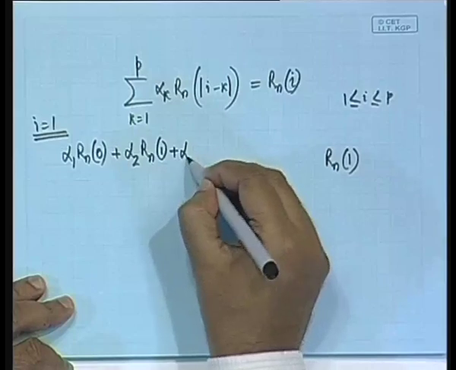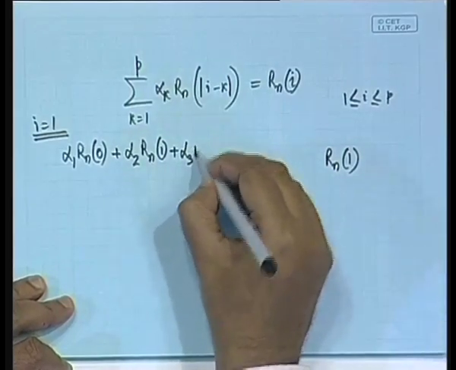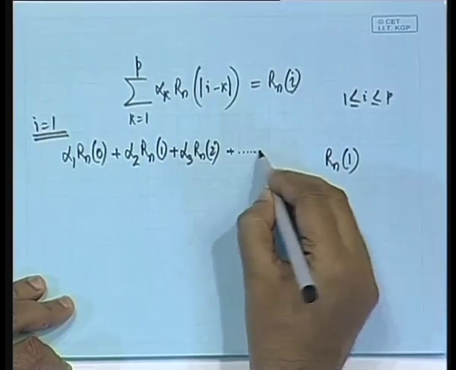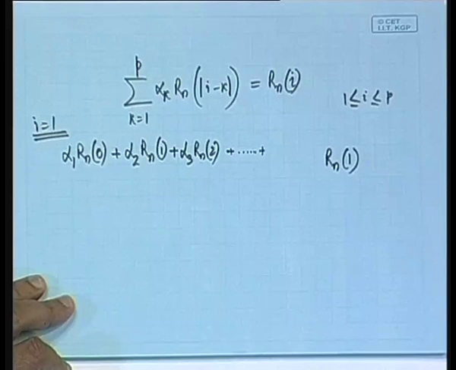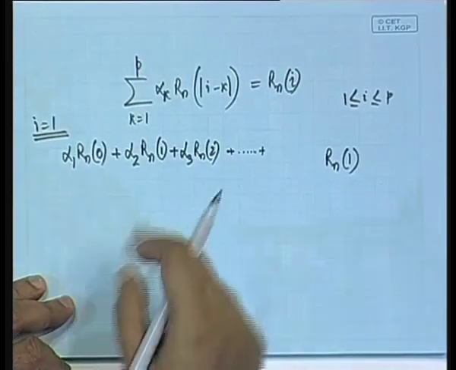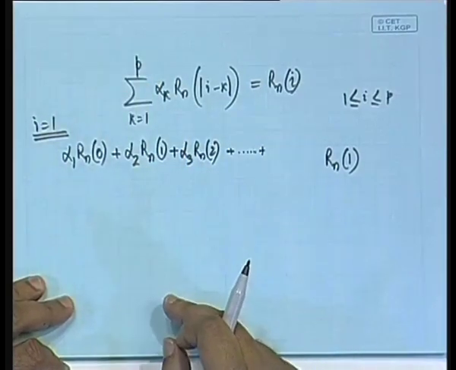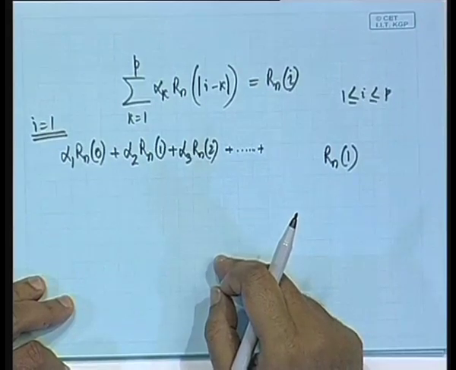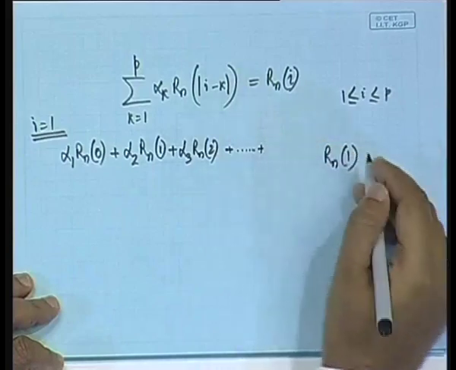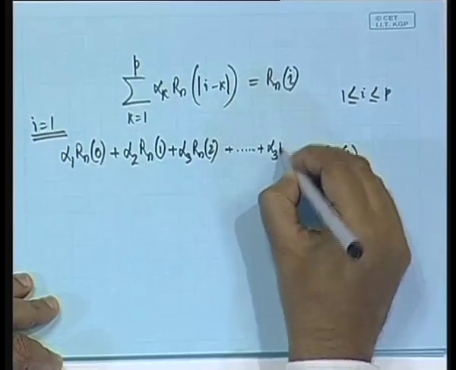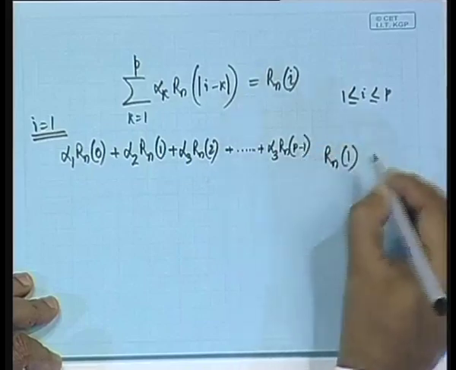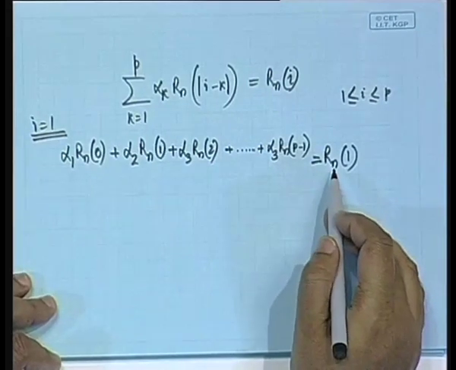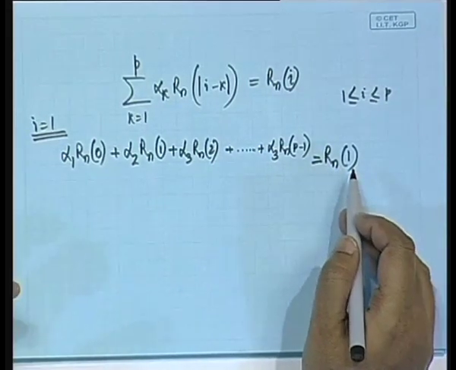Third term, alpha 3 Rn 2, okay, and plus so on. And if you want me to write down the last term, it is going to be for k is equal to p, and i is still 1. So it is mod of 1 minus p, which is nothing but p minus 1. So I can say alpha p Rn p minus 1. So this whole summation series is going to be equated to Rn 1, right.